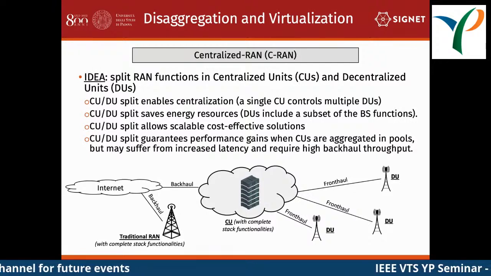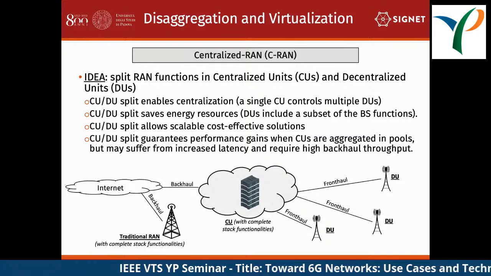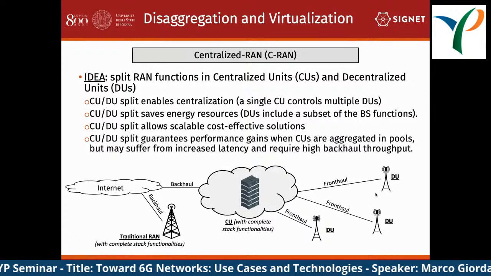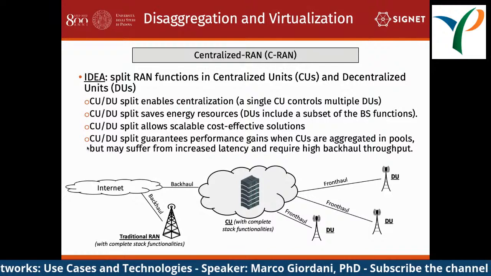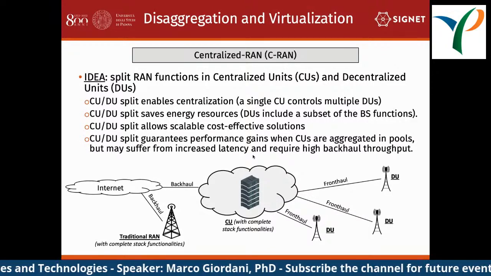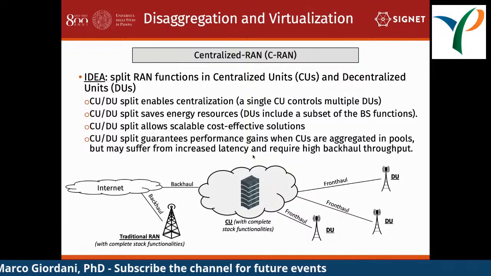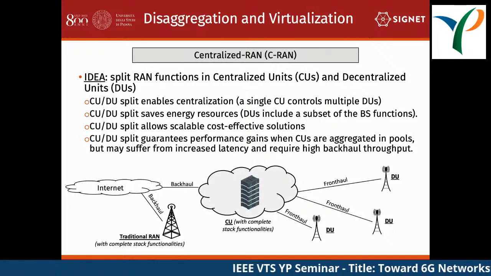So it's going to be a scalable solution. And one other advantage I want to shed light on is energy saving. We can implement the DUs with just a subset of the network functionalities, while the CU will have a complete stack implemented. So the DUs will consume much less energy than the CU. And overall, the energy consumption of the network will be drastically reduced.